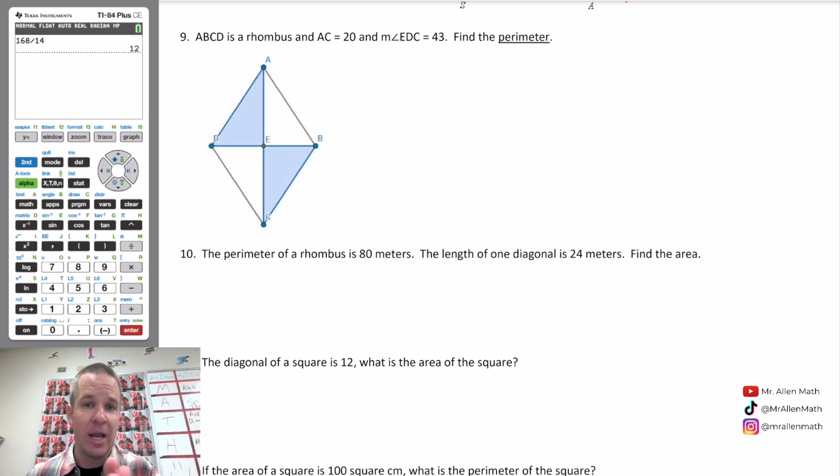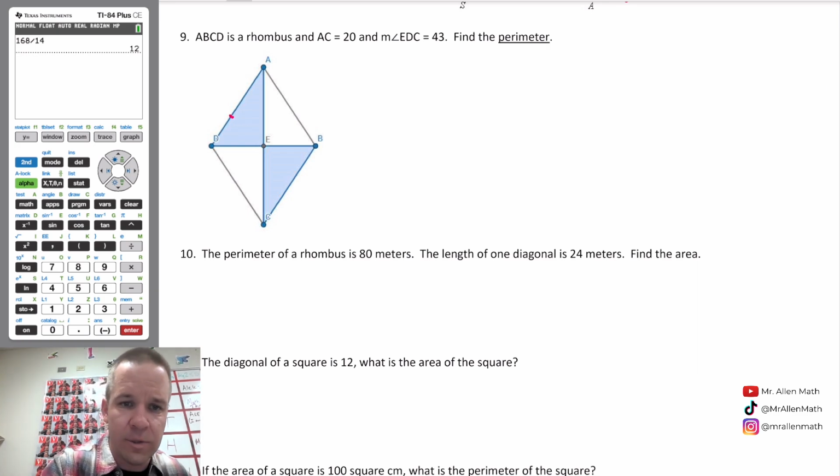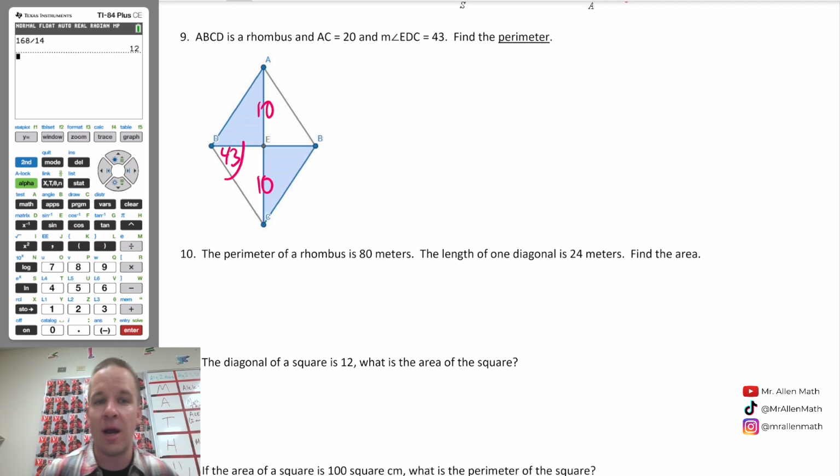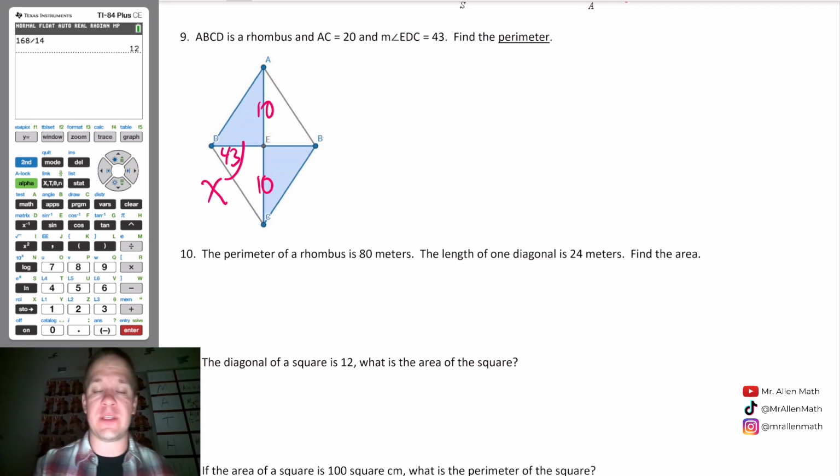Let's see what else. We got angle EDC. So this one here is 43, okay? And AC is 20. So the whole thing's 20, and we said that it bisects, so this is going to be 10 and 10, right? I want to find the perimeter. If I get one side, and I'm going to mark that as X, then I can just multiply that by 4 and get all the sides, right?